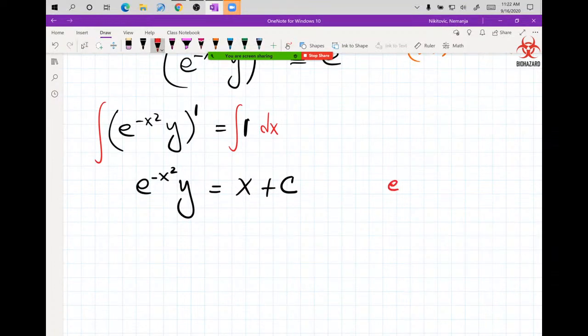Multiply both sides by e to the x squared to kill it off on the left, and you have your answer. Plus c will not absorb the function e to the x squared, so you have to have them both listed. And this is the general solution to your differential equation.